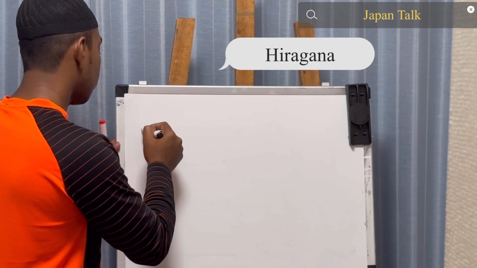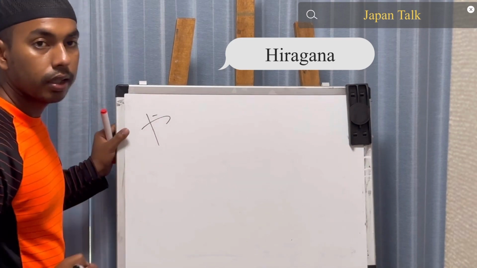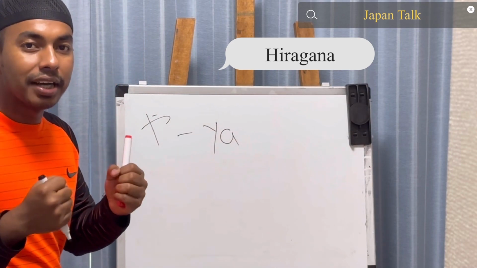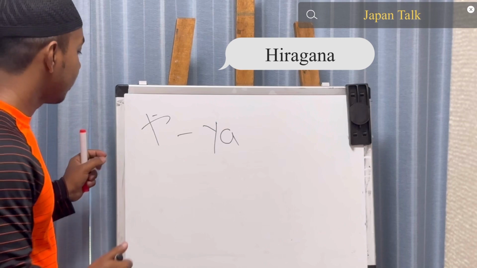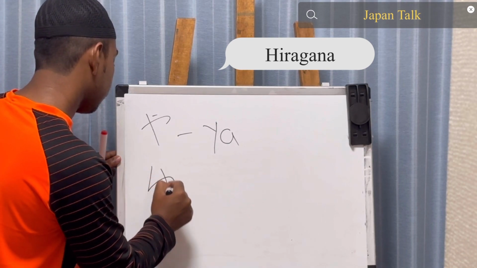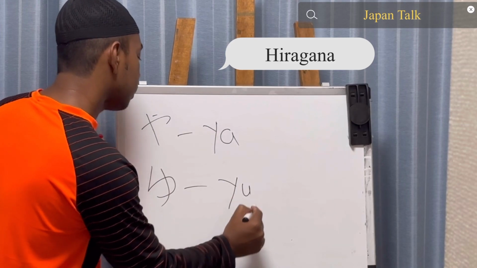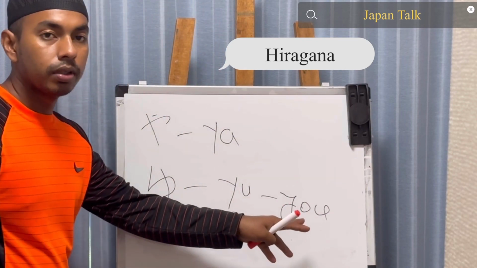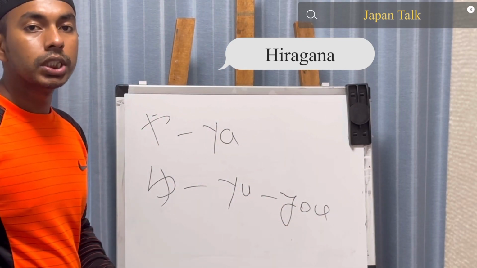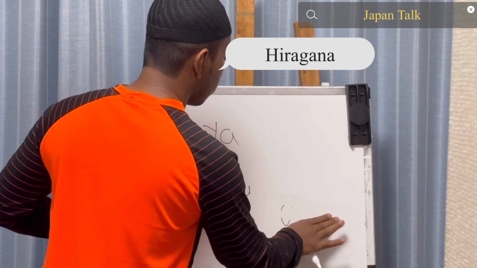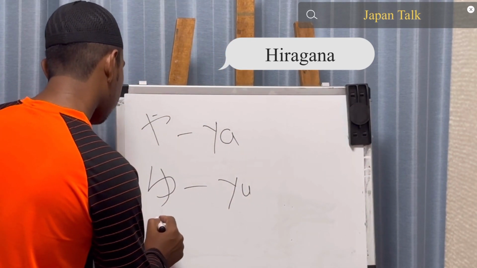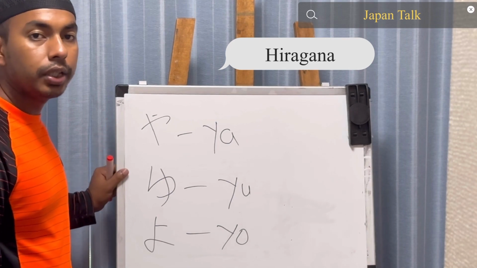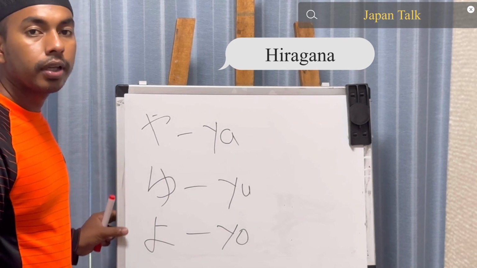So the next one is called ya. And then yu. It's similar to you, but not you. And the last one is yo. Ya, yu, yo.